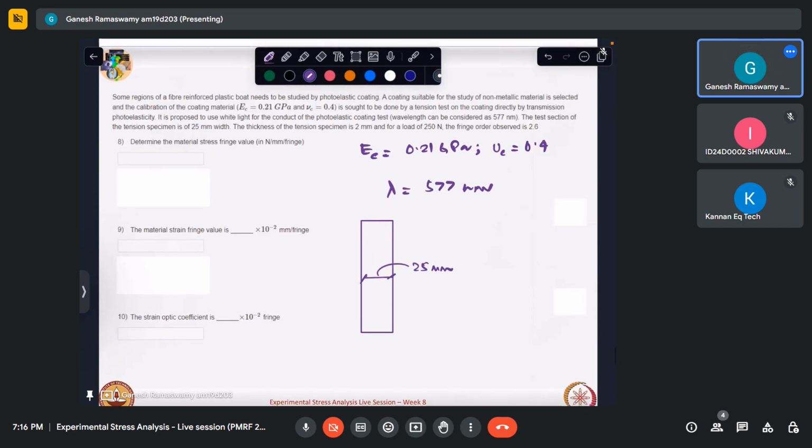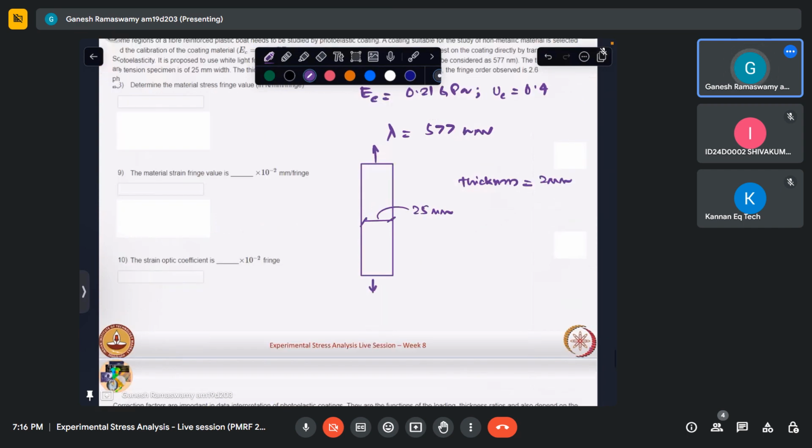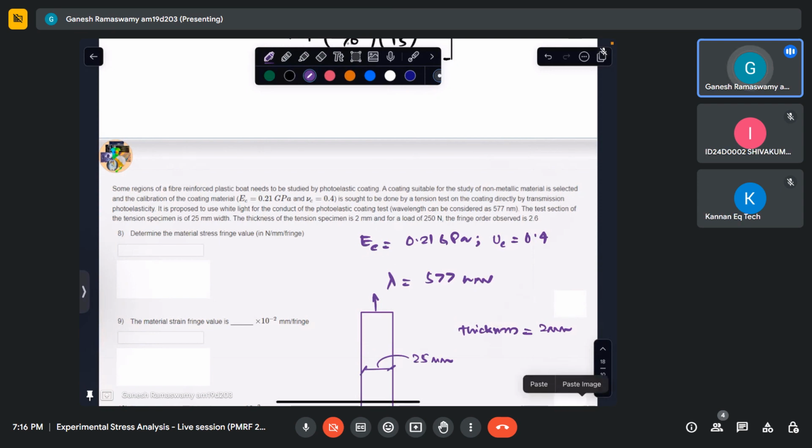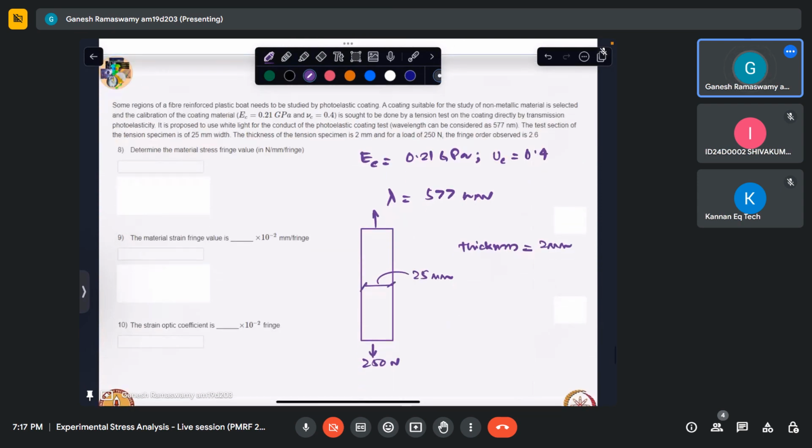So here, essentially, we are again talking about sections that are far away from the loading point. We know that for a tension specimen, the fringe order will be common throughout because there is only sigma 1, sigma 2 is 0, and sigma 1 is constant with no spatial variation. So the fringe order observed here is 2.6. What do we have to calculate in the question? Determine the material stress fringe value, the material strain fringe value, and the strain optic coefficient. So let us go about doing that.